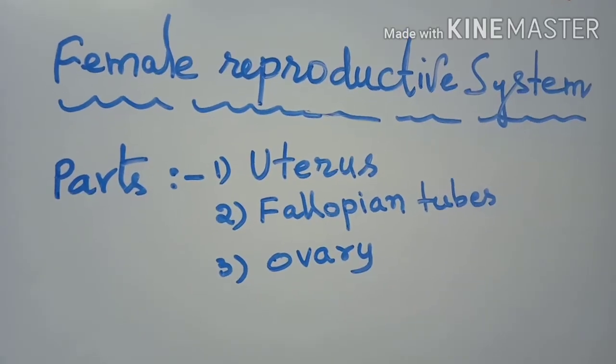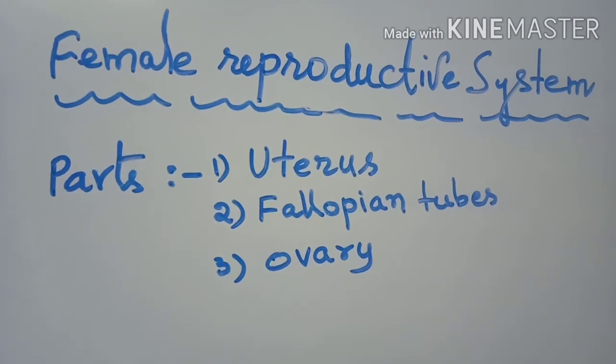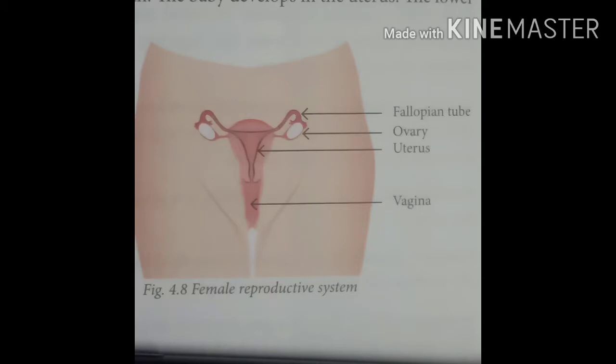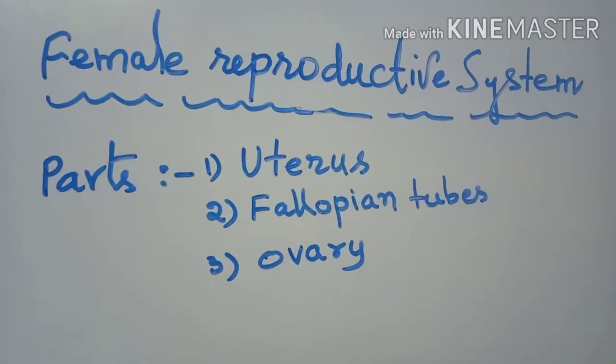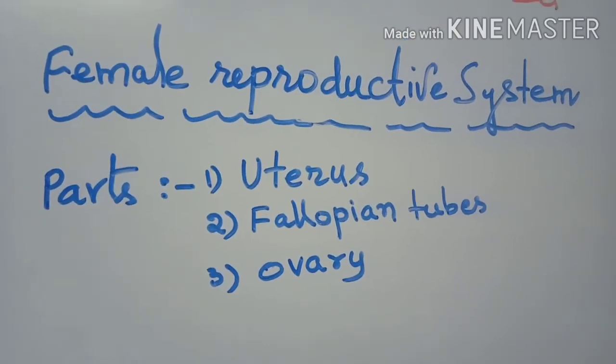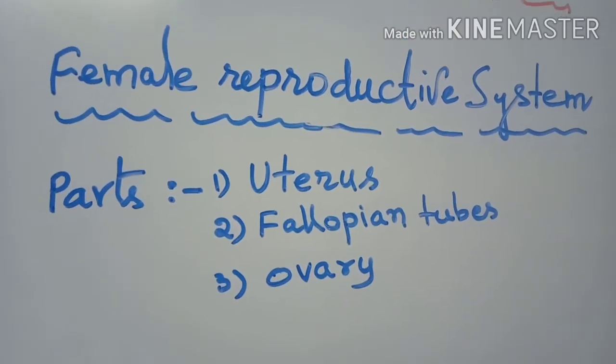What are the parts present? All this now I am going to explain. So in the female reproductive system, mostly three parts are present. One, uterus. Second, fallopian tubes. Third, ovary.